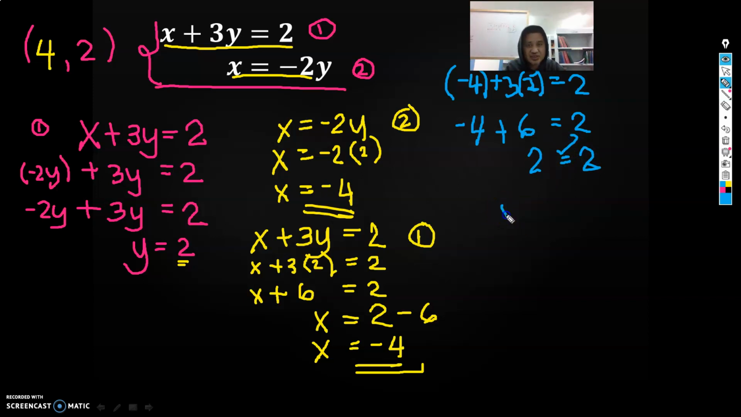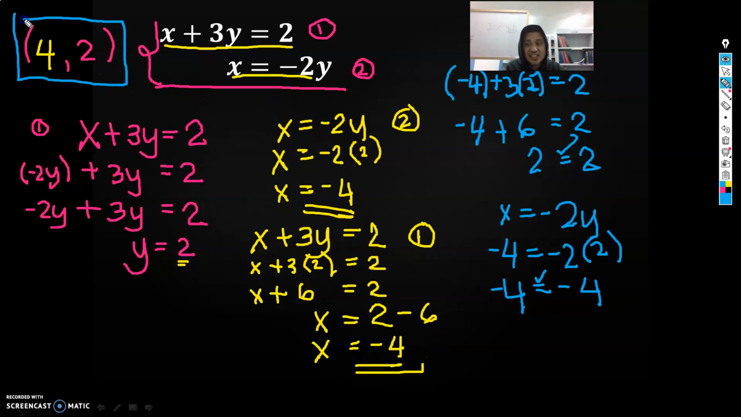Next, equation 2. X equals negative 2y. The value of x daw is negative 4. Negative 4 is equals to negative 2 times the value of y, which is 2. So negative 4 equals negative 2 times 2 is negative 4. So lahat ay tumutugma. So therefore, yung nakuha nating solution is correct. So that is the example.